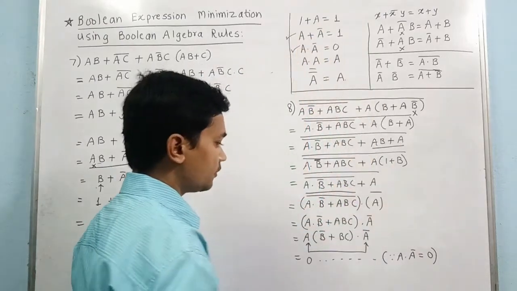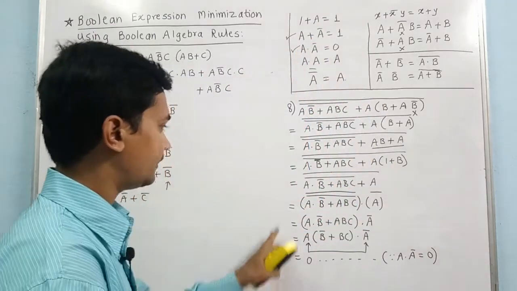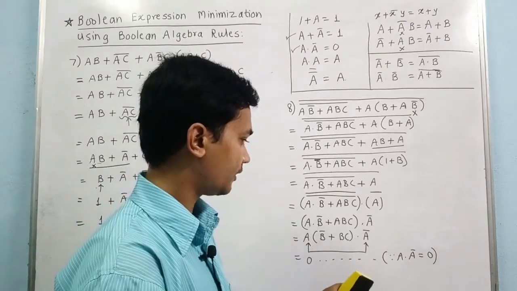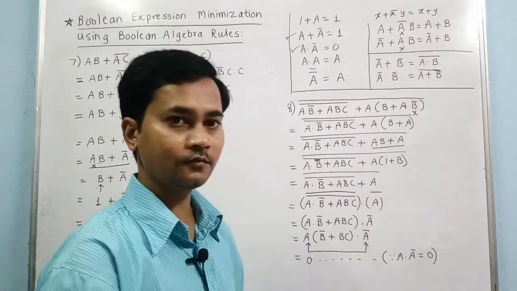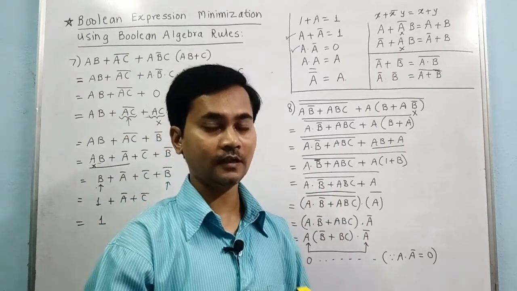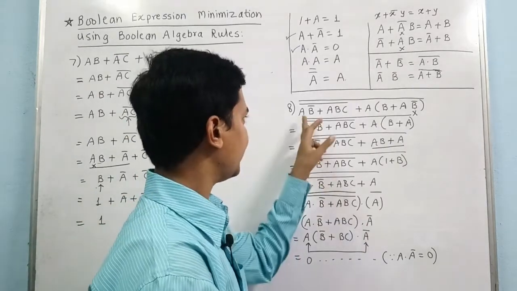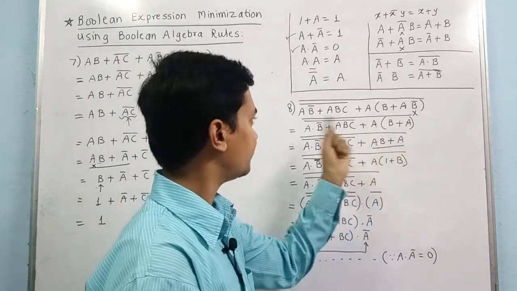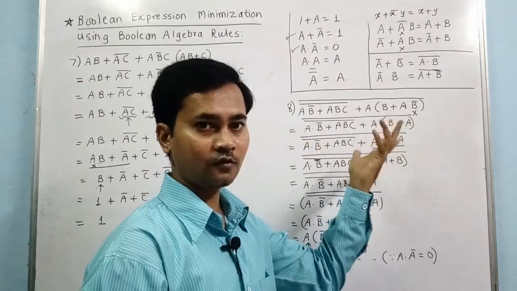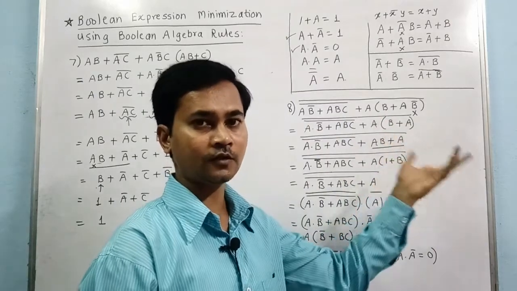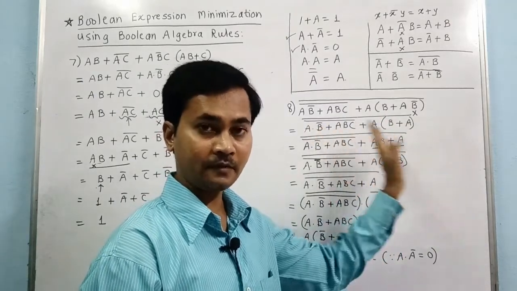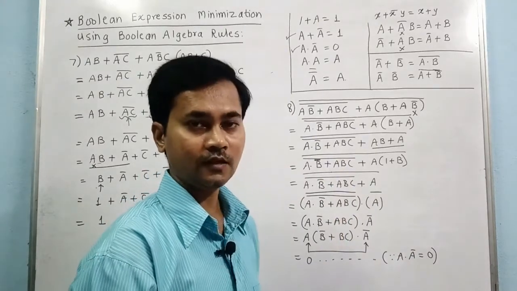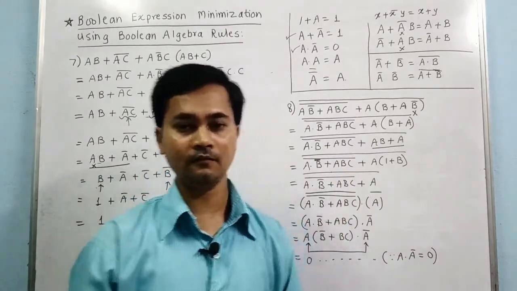Okay, so this expression always gives 0. So this is our conclusion, that this expression always gives you 0 irrespective of any variable value. Okay, so it doesn't matter what variable value is there, whether a equal to 1 or 0, b equal to 1 or 0, or c is equal to 1 or 0. Irrespective of variable values, this expression always gives you 0. Okay, so we will see the last example.